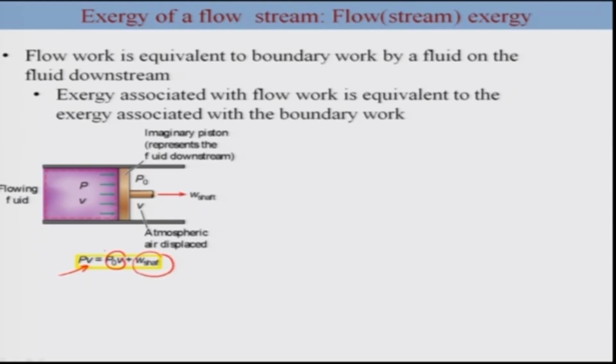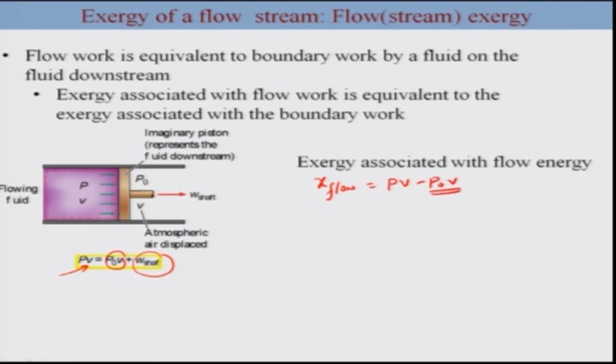And thus you can write that the exergy associated with the flow energy is nothing but X flow = PV − P0V. If you consider an imaginary piston, this is the work it does on the surroundings by displacing the air, and thus you have to subtract it in order to get the exergy associated with the flow energy. In other words, (P − P0)V is the exergy associated with the flow energy.